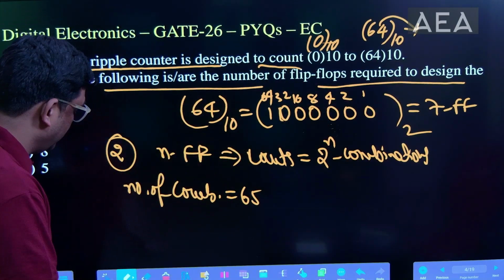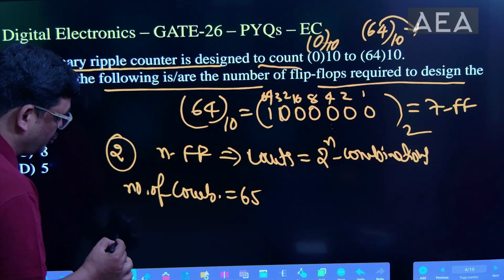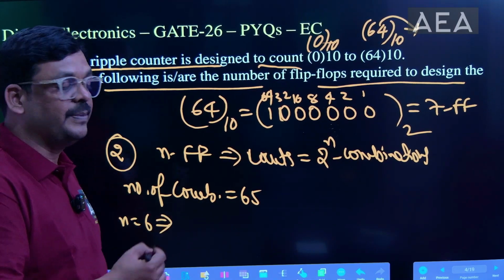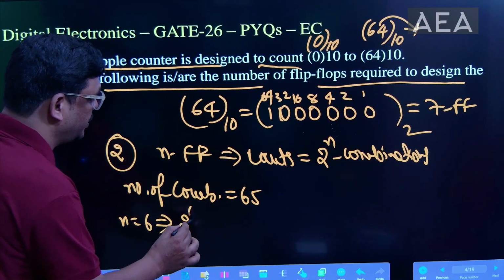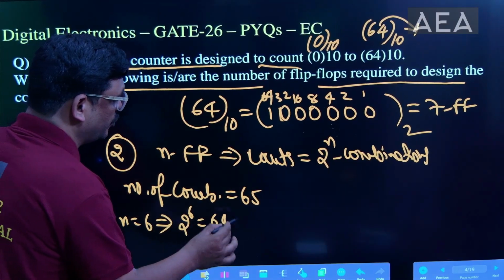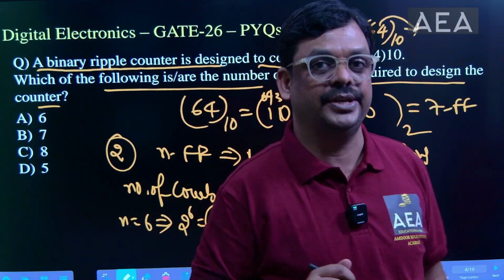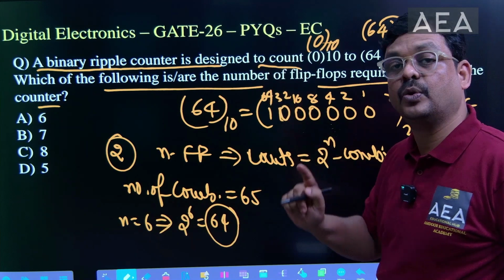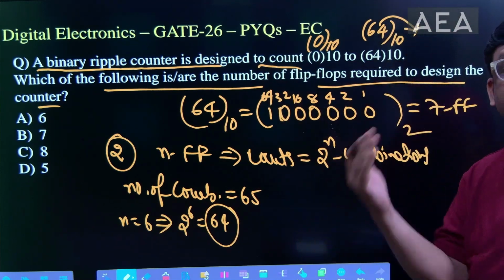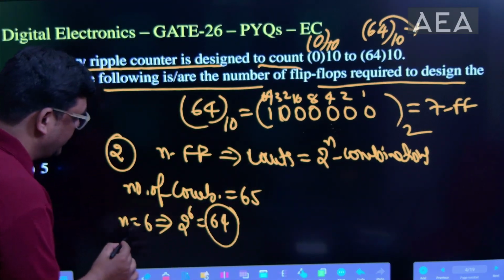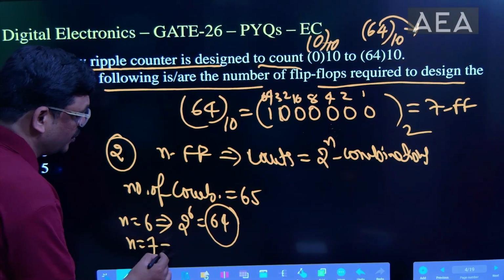And using this formula, I am assuming here n is equal to 6. If n is equal to 6, the maximum count should be 2 to the power of 6, which is 64. So using 6 flip-flops, it can count only 64 combinations. But based on the question, how many combinations do we want here? 65 combinations, more than that. That's why the n value should be 7. So I'm taking n equal to 7.